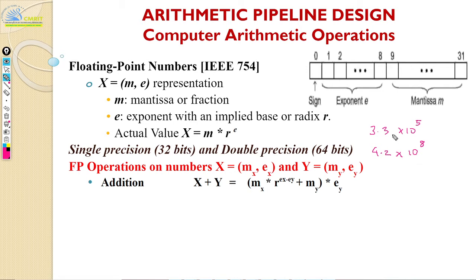And this is a smaller number compared to that. This comes to 33 followed by 4 zeros, correct? But this one is actually 42 followed by 7 zeros. So actually if you add it, it becomes something like this, correct? Now you cannot simply add the mantissa portion. You cannot say 3.3 plus 4.2. You can't do that. So what should you do? You have to normalize this to either one of the floating point numbers.